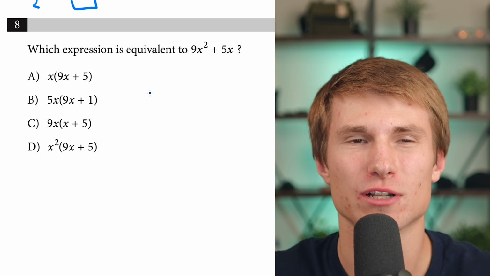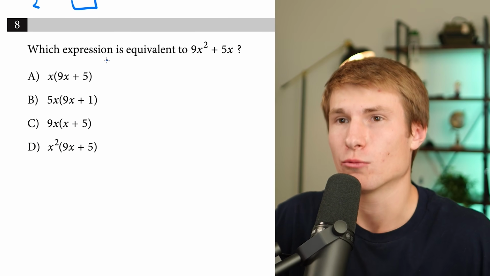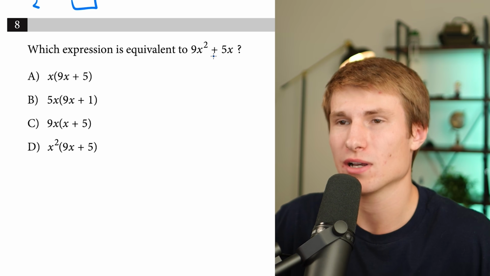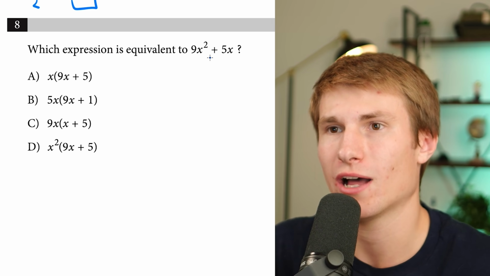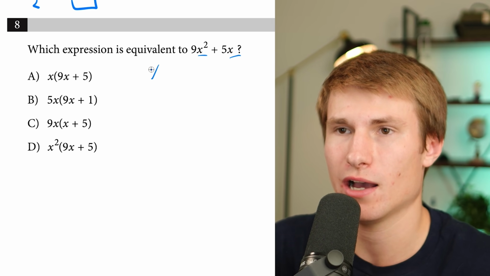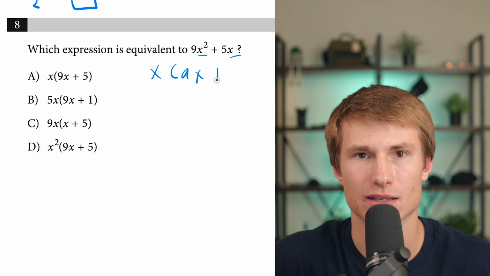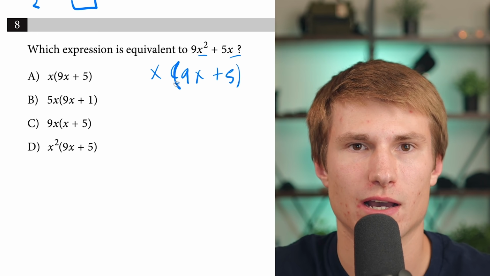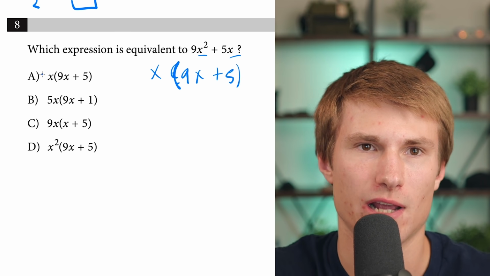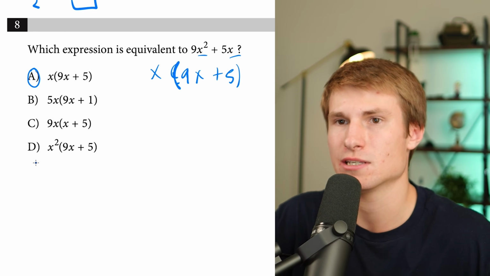Here's how to find an equivalent expression for a question like number 8. Which expression is equivalent to 9x squared plus 5x? In this situation, I see I can pull out an x by factoring. So if I do that, I'm going to end up with x times 9x plus 5. Okay, let's see if we have that anywhere. We see we do have that as option A, so that'd be our answer. I'll quickly show you why B, C, and D are wrong as well.